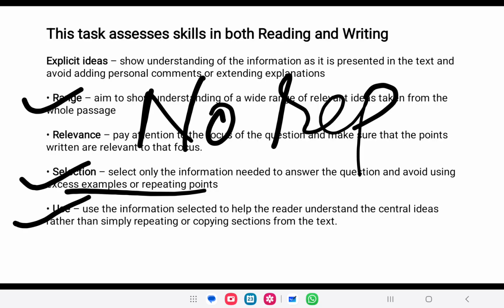Next time, whenever you are going to do your summary writing task, keep this in your mind, that I have to convey the relevant information only, and relevant to what? Relevant to the question. So what is the question? If it's about advantages, I'm going to do that. If it is about disadvantages, I'm going to do that. Now a few important points related to the summary writing.